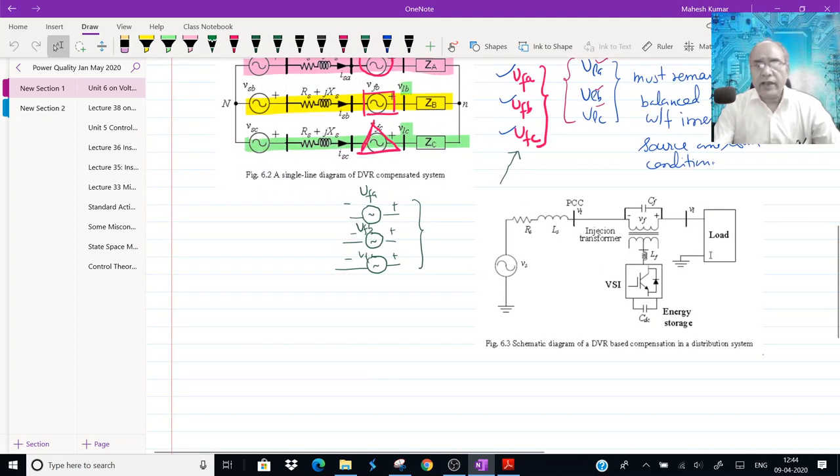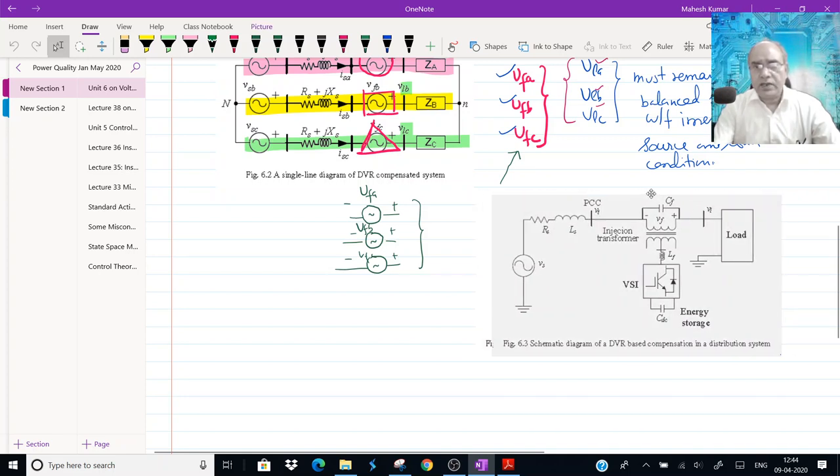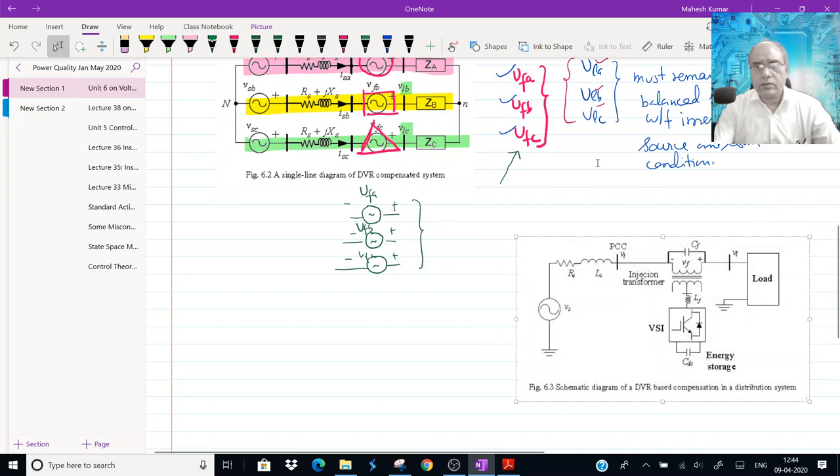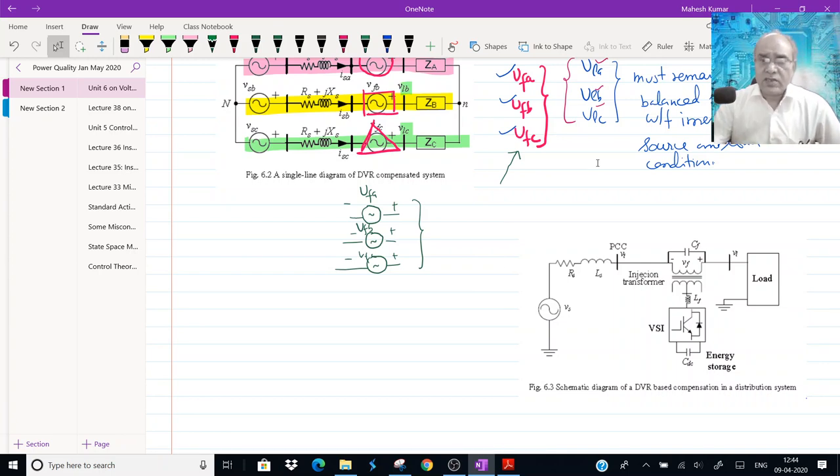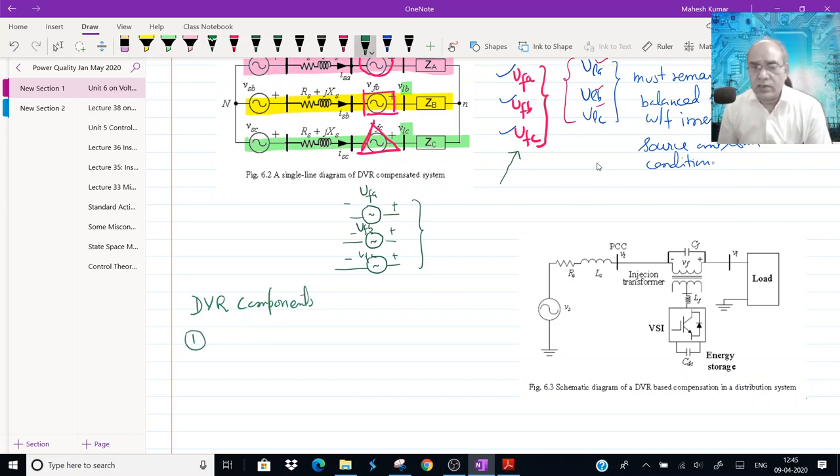Okay, so this is the actual circuit of the DVR. Now what does this consist of? The components of this DVR are as following. Number one, it has a voltage source inverter. You can see it here. This is the voltage source inverter, VSI. Okay, so we have a voltage source inverter as a part of the DVR. Okay, second, we have filter, capacitor, and inductor. So, filter components.